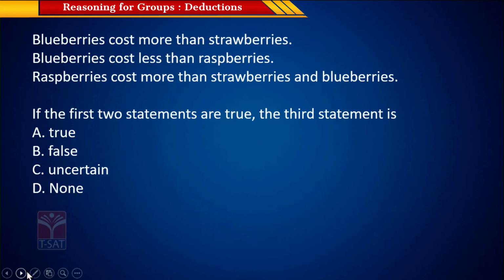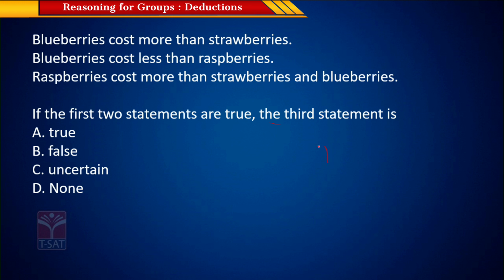Let's look at the next question now. Blueberries cost more than strawberries. Blueberries cost less than raspberries. The third statement is raspberries cost more than strawberries and blueberries. If the first two statements are true, what does that say about the third statement is the question.